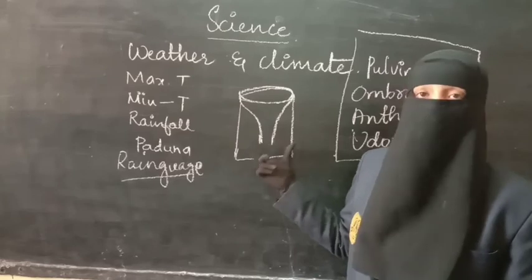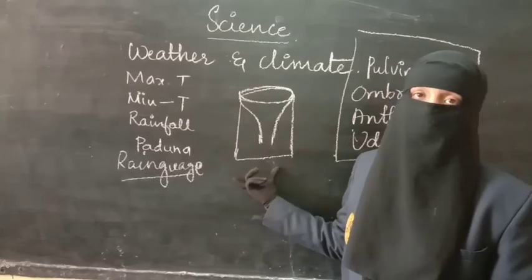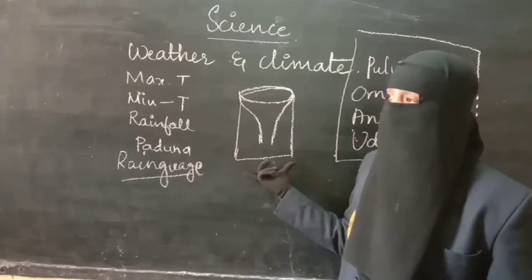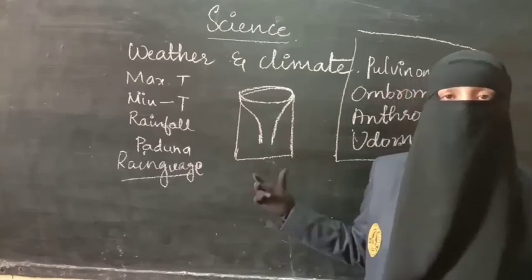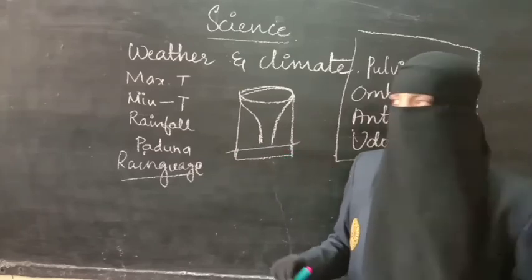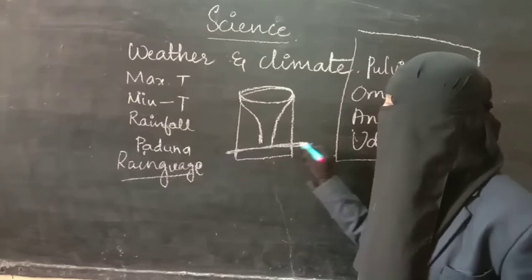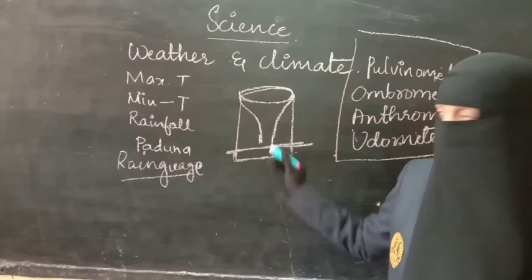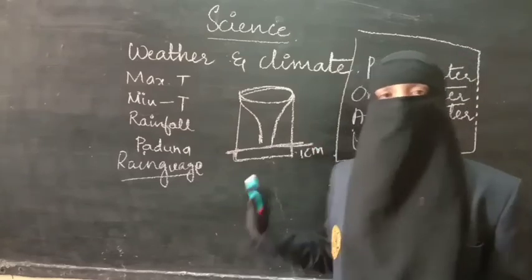It is not completely done yet. After fixing the funnel into the beaker, keep the beaker in an open place where rainwater can be collected. After the rainfall completes, bring the apparatus into your home and measure the amount of rainfall collected using a centimeter scale. For example, this is the rainwater which got collected. Now I am going to measure it using a centimeter scale. Here it is 1 centimeter. That means the magnitude of rainfall was 1 centimeter.